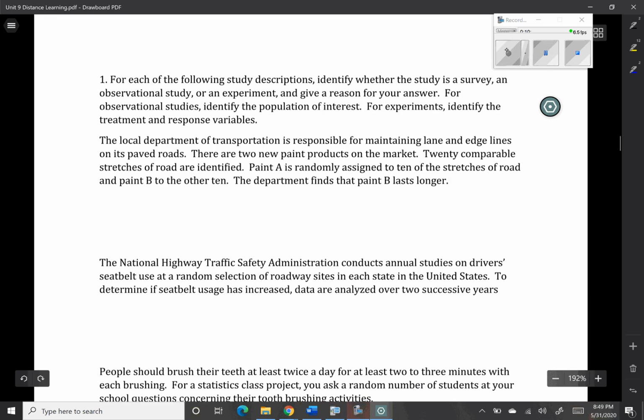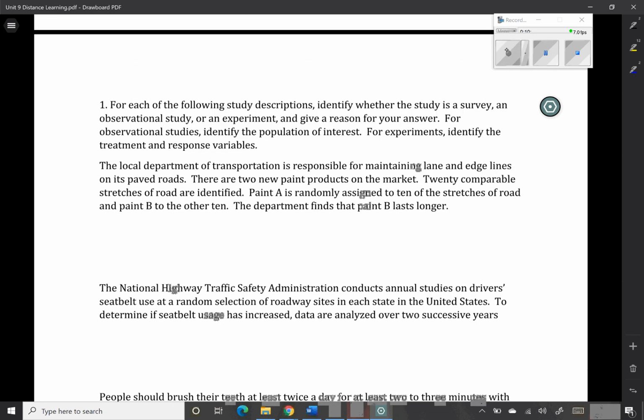So here's what I'm going to ask you to do. It says, for each of the following study descriptions, identify whether the study is a survey, an observational study, or an experiment. Give a reason for your answer. For observational studies, identify the population of interest. So the population of interest is, who are we trying to study, right? Are we studying teenage boys, or women over 40, whatever our population is.